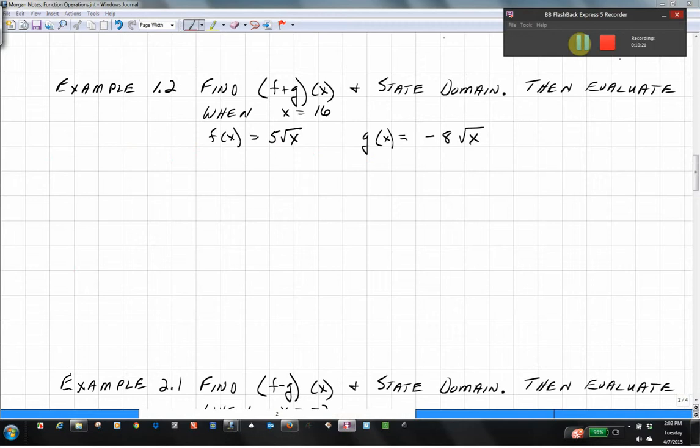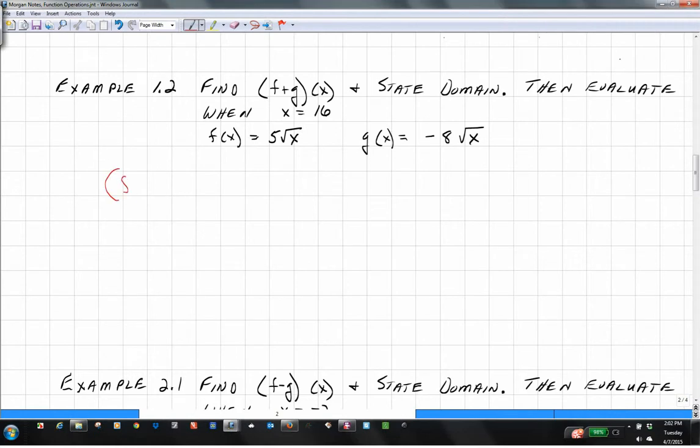Okay, here's the next problem. The example says I'm going to add f plus g. Now, we got to be careful when we look at this. I don't know that your homework or any of the notes have it, but it could say, now this is not the problem, but it could say this. What that means is take x and add it to itself. So if this was the problem, you would say, okay, I'm taking f plus f. That would be 5 times the square root of x plus f again. 5 times the square root of x is 10 times the square root of x.